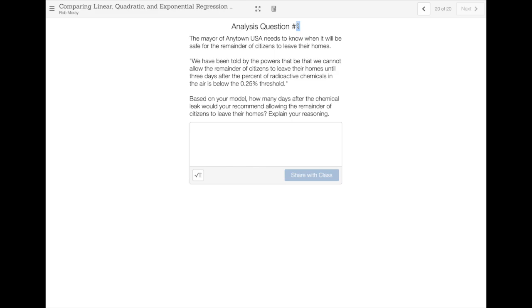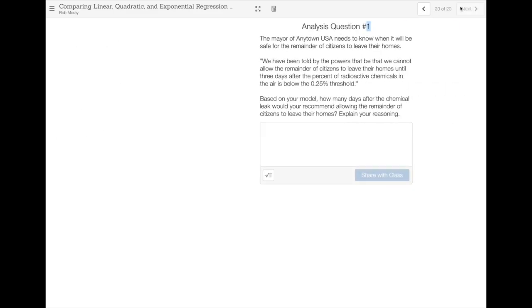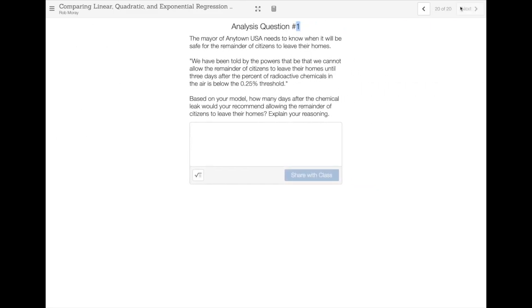But the idea is you just want to use your model to figure out approximately when is the radioactive chemical percent, in other words, the Y value, going to be at 1% or under for the first time, so we know when to tell people to leave. And then we'll answer that again, but instead of 1%, 0.25. And again, I'm giving you Y values here, and I'm asking you for X. So this is going to require some estimation, and that is perfectly okay.